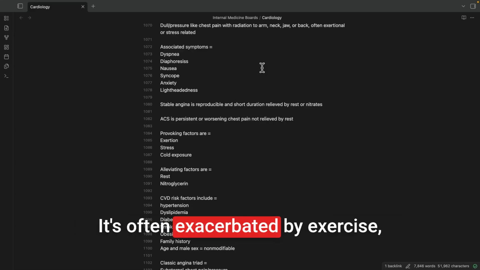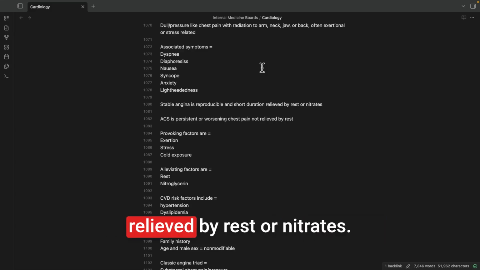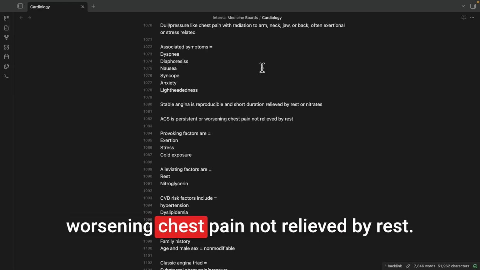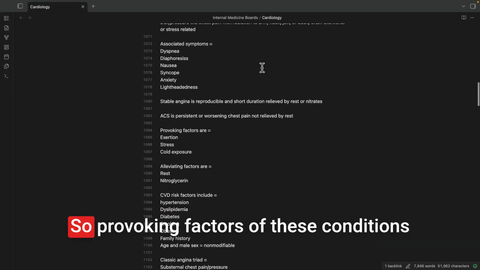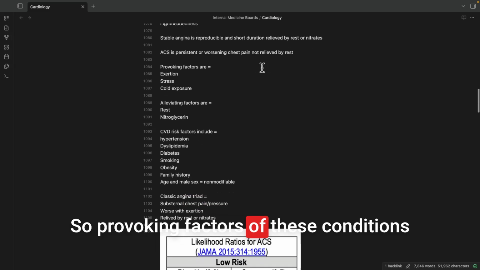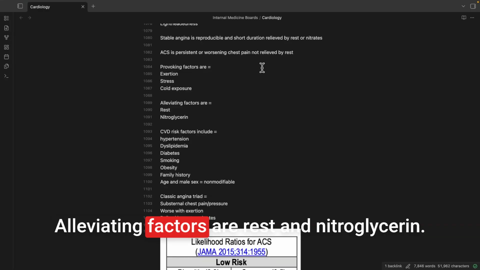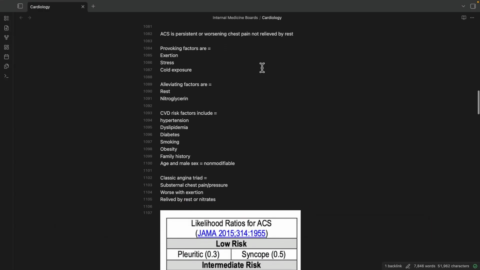Another thing to note is stable angina is reproducible and has short duration. It's often exacerbated by exercise, relieved by rest or nitrates. Acute coronary syndrome is persistent or worsening chest pain, not relieved by rest. So, provoking factors of these conditions are exertion, stress, cold exposure. Alleviating factors are rest and nitroglycerin.